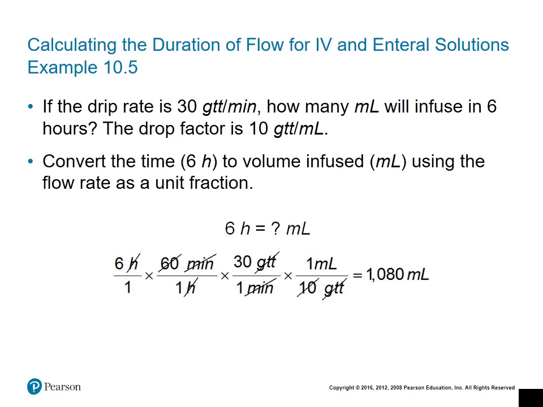All right, one more example here. If the drip rate is 30 drops per minute, how many milliliters will infuse in 6 hours? The drop factor is 10 drops per milliliter. So notice the question word here, how, and then it says how many milliliters, which means we don't know the volume. Okay, so we know the drip rate or the flow rate. We know the time, it's 6 hours, but we don't know the volume this time around.